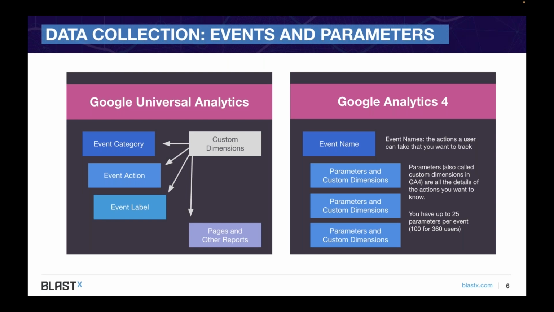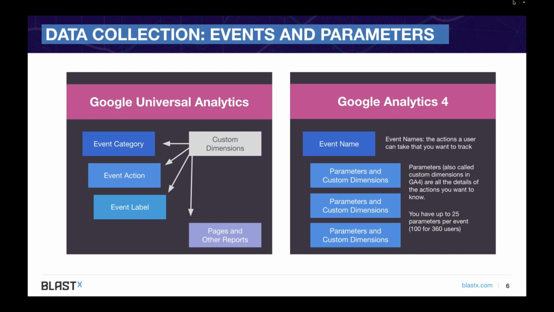Now parameters are similar to event label and custom dimensions. These are the details about those actions that you want to know. So for instance, if a CTA click or navigation click was your event name, maybe the navigation item or the CTA name would be the parameters that you would want to know, so that you know what they're clicking on the navigation.